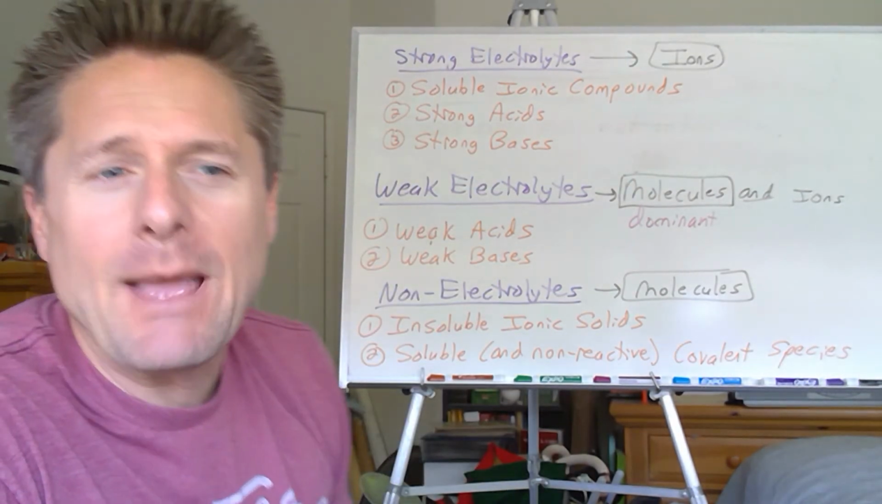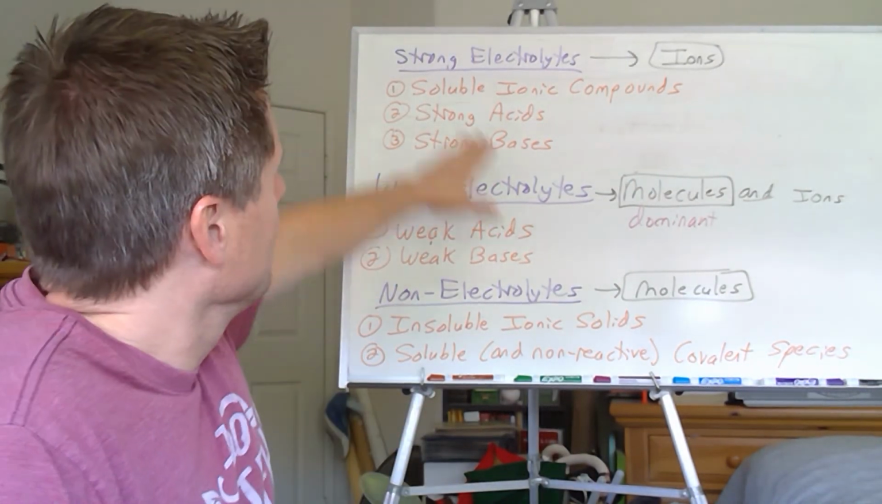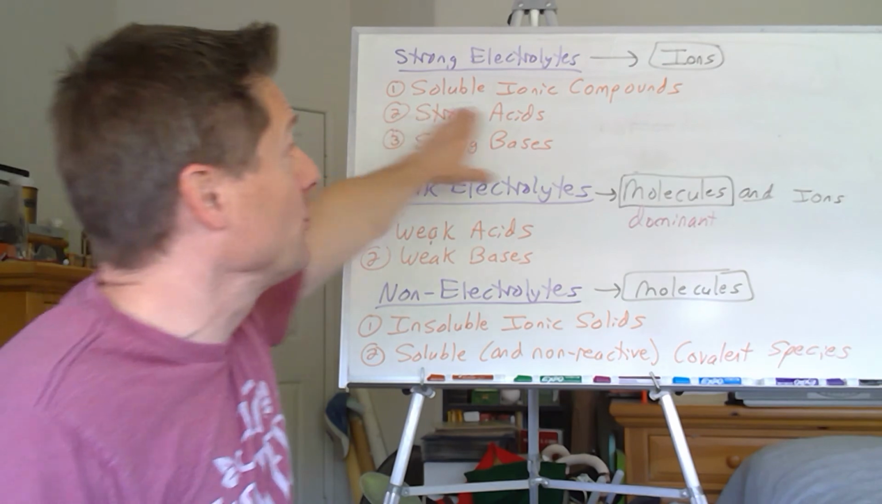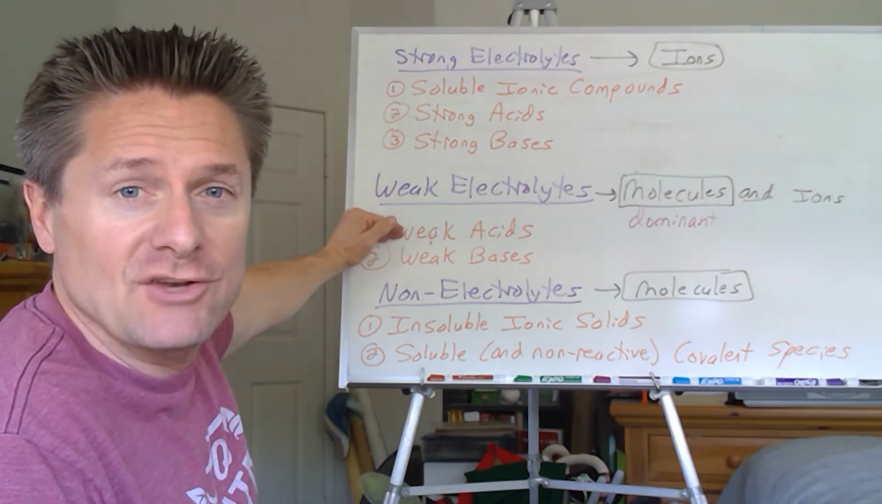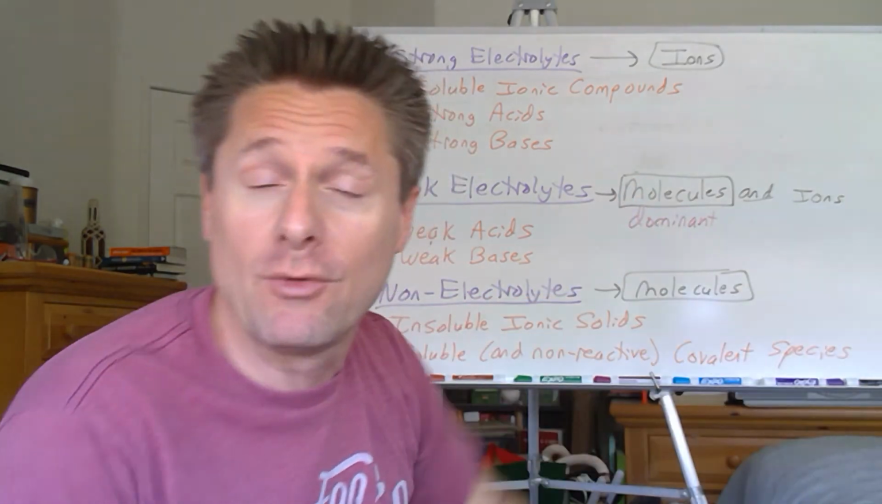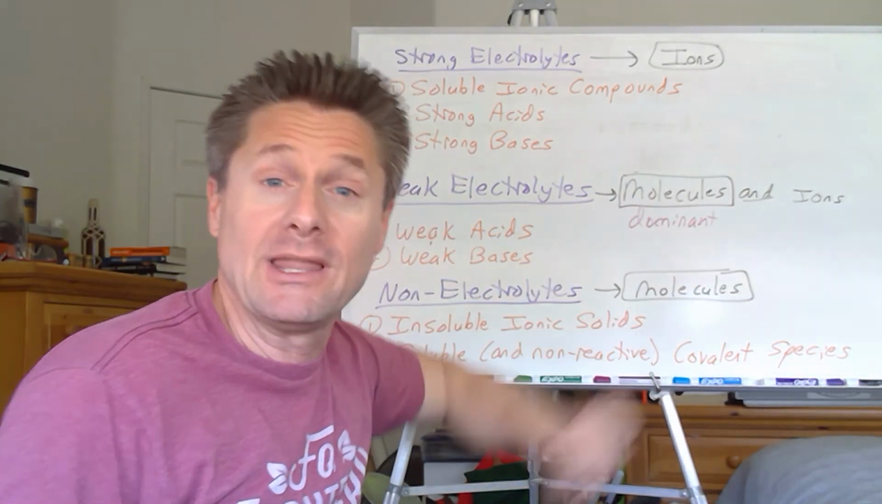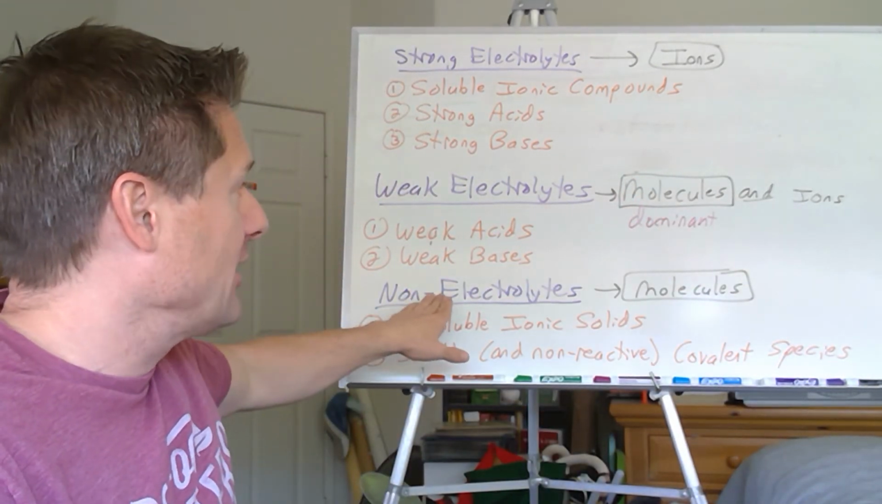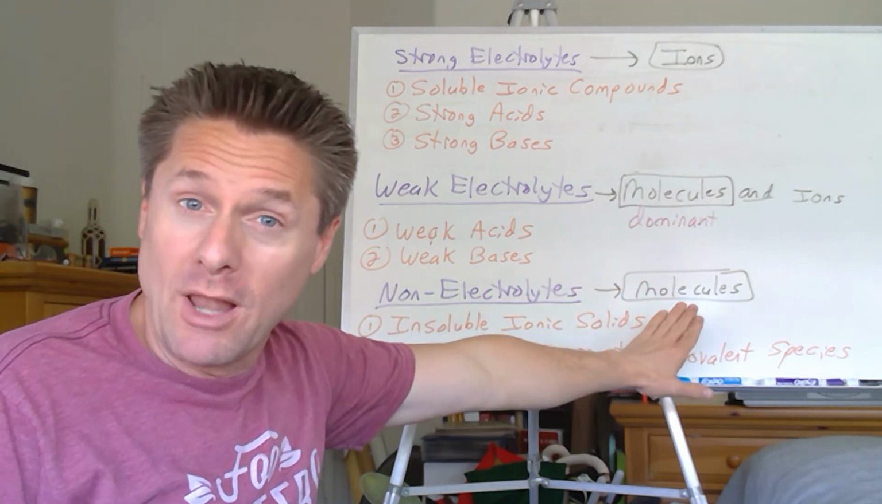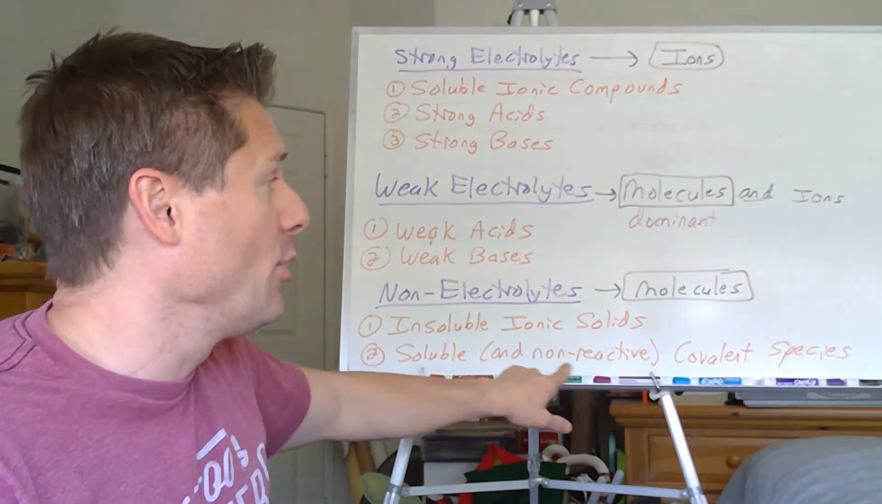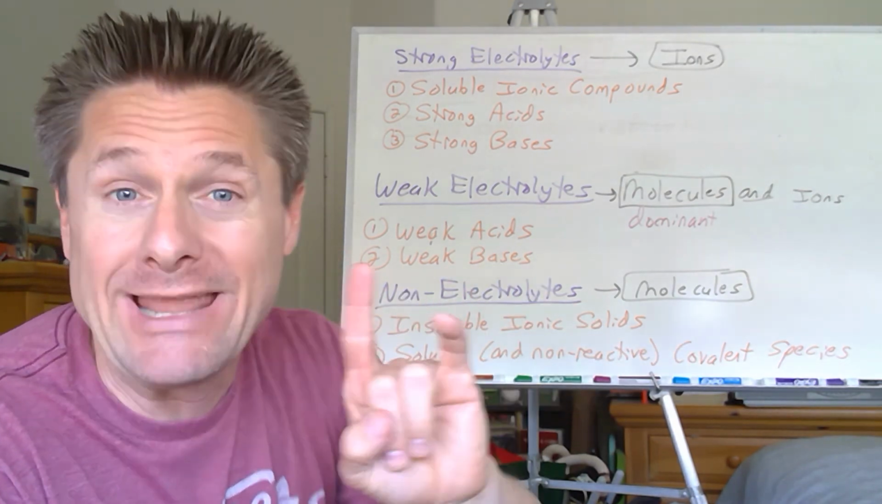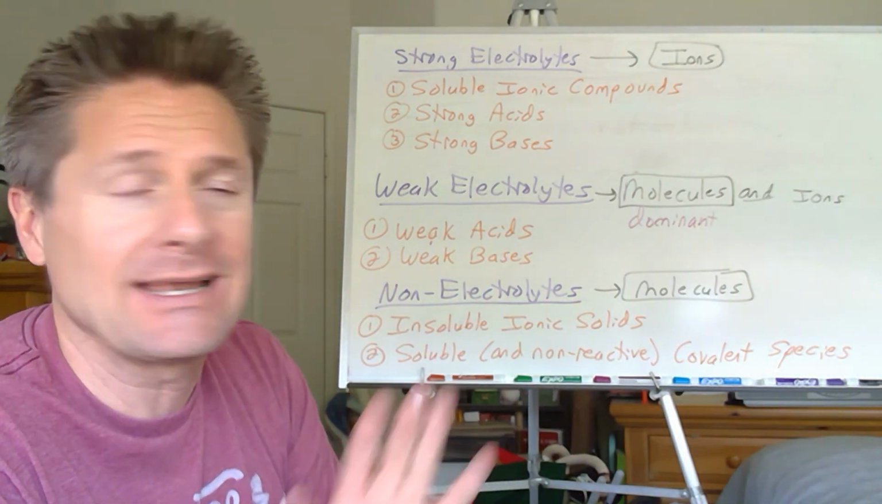Here's a quick little snapshot summary of what we did. So here are your 3 strong electrolytes, which exist as ions in solution, 100%. Our 2 weak electrolytes, which exist as both molecules and ions in solution, but predominantly molecules. And our non-electrolytes, which exist only as molecules, 100%, which are your insoluble ionic compounds and your soluble covalent species. And I added non-reactive. So some things react, that's not going to count.